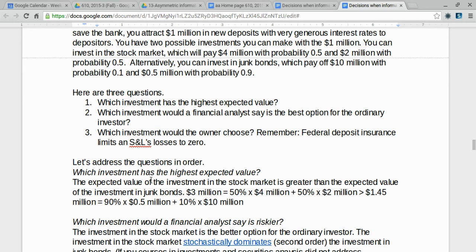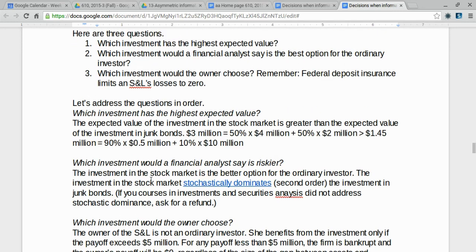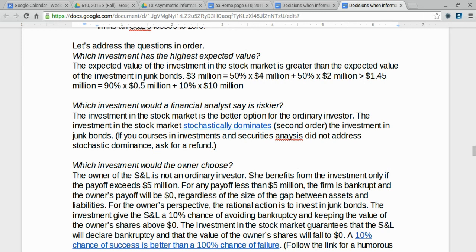Which investment has the highest expected value? Which investment would a financial analyst say is the best option for the ordinary investor? Which investment would the owner choose? Remember, federal deposit insurance limits the S&L's losses to zero. We'll address the questions in order.